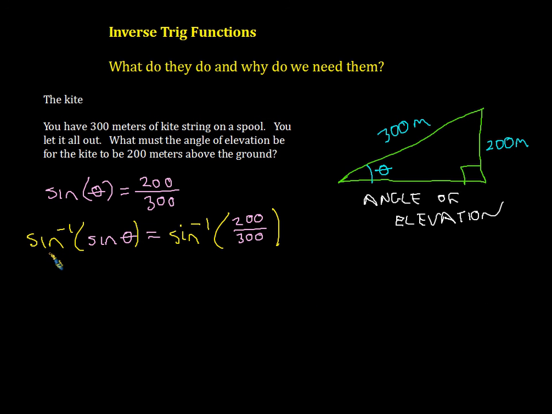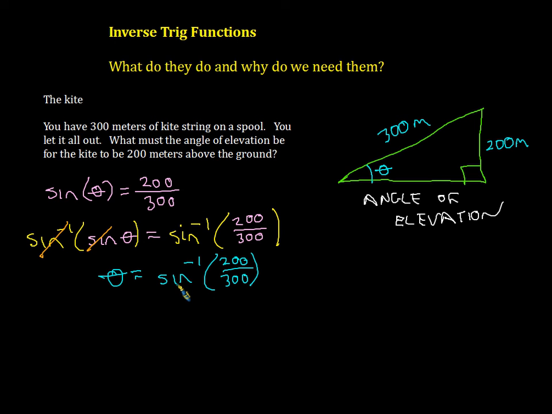So the neat thing about the inverse sine function when it's applied to the sine function is these two things sort of undo each other. These two sort of cancel, and what we're left with in the end is simply just theta. So that's pretty cool. And then over here we're stuck with the inverse sine of 200 over 300, which if you wanted to, you could simplify as 2 over 3. That would be fine also.